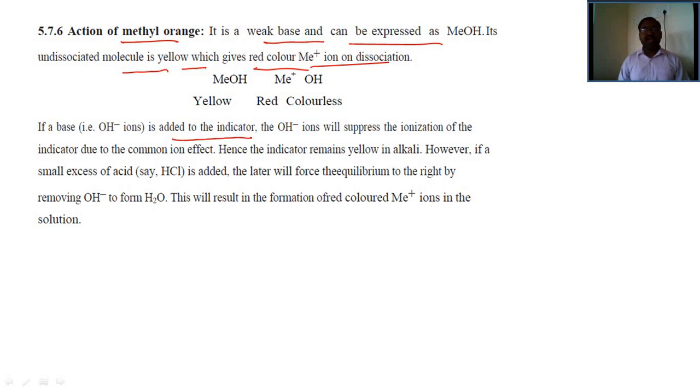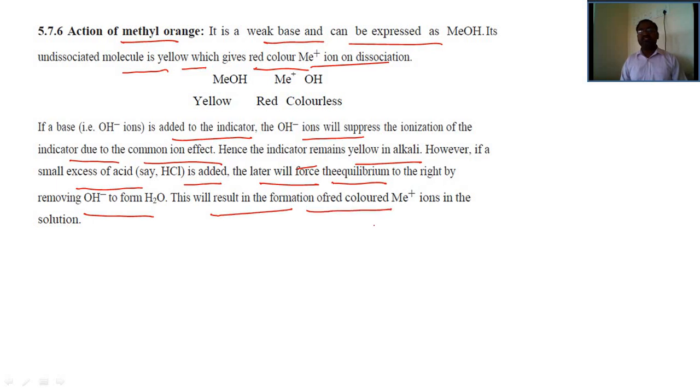If a base is added to the indicator, OH minus ions will suppress the ionization of the indicator due to the common ion effect. Hence the indicator remains yellow in alkali. However, if a small excess of acid is added, the latter will force the equilibrium to the right by removing OH minus to form H2O. This will result in the formation of colored Me plus ions in the solution.